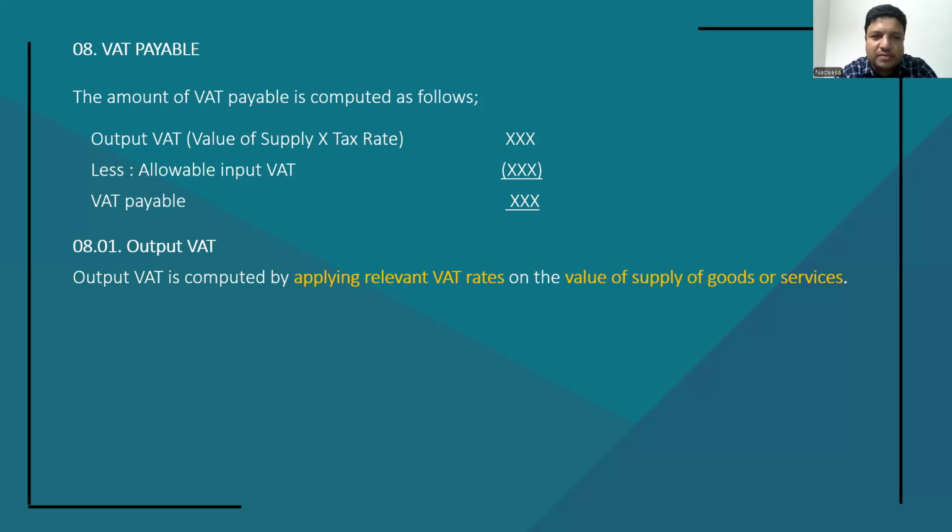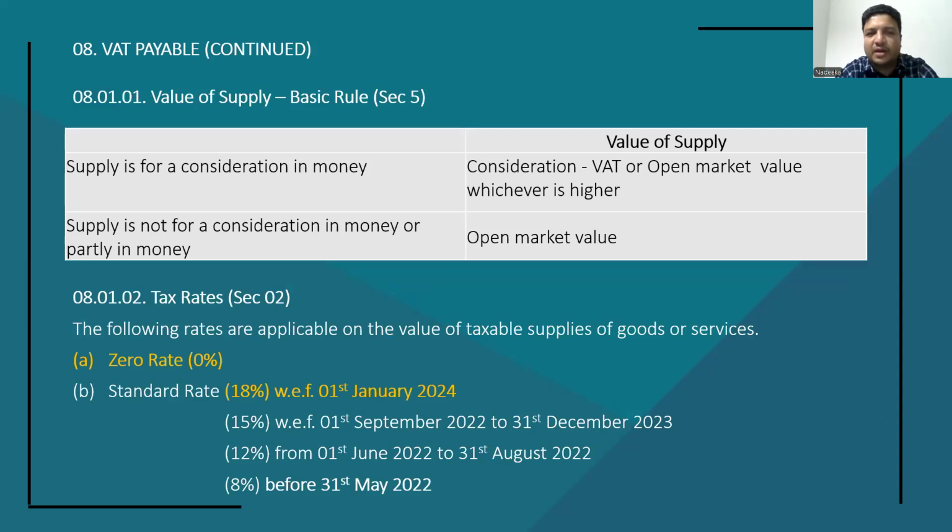Then we will look at what this output VAT means and how it is computed, and what are the allowable input VAT. So output VAT is computed by applying the relevant VAT rates on the value of supply of goods or services. So two things. You have to first calculate the value of supply, then apply the relevant VAT rate. Now let's look at the meaning of value of supply and how it is computed. For you, I have just taken the basic rule here. The act has recognized various calculations for value of supply in relation to specific situations. But what I have taken here is the generally applicable basic rule, how to calculate the value of supply.